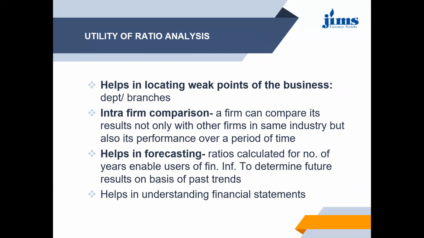Then intra-firm comparison can be done. A firm can compare its results not only with other firms in the same industry, but also its performance over a period of time. So say for 2 years, the solvency ratios can be calculated, or profitability ratios can be calculated. Then it helps in forecasting. Ratios calculated for a number of years enable the users of financial information to determine the future results on the basis of past trends.